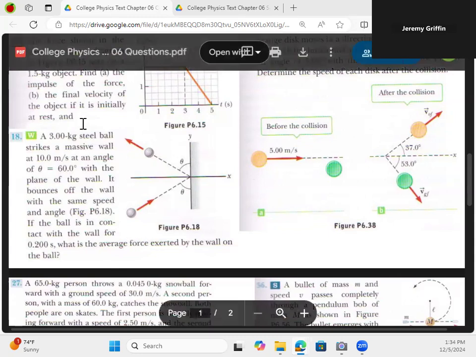So put it all together. Force then would be mass, 3 kilograms, times change in velocity, which is 10 sine 60 times 2, so that's 17.32 meters per second, then divided by this time interval of 0.2 seconds right here.